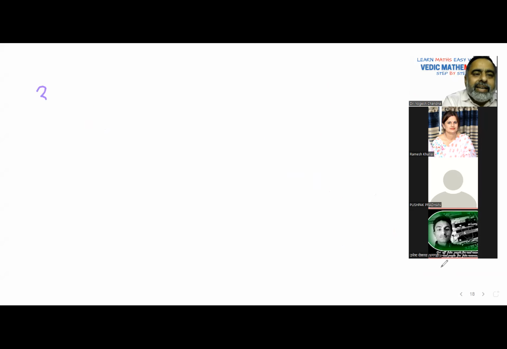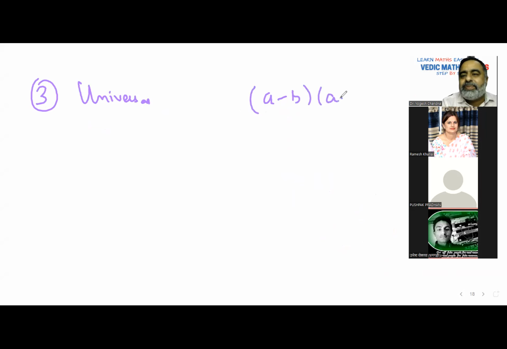Now, this third technique is known as the universal method. It works on the principle of A minus B into A plus B is equal to A square minus B square. Now I'll show you how. Let's take any number. First, I'll take number 23.